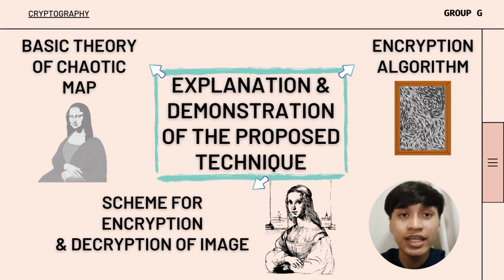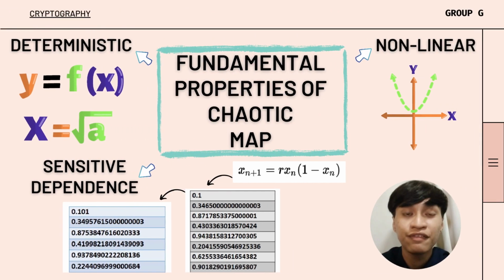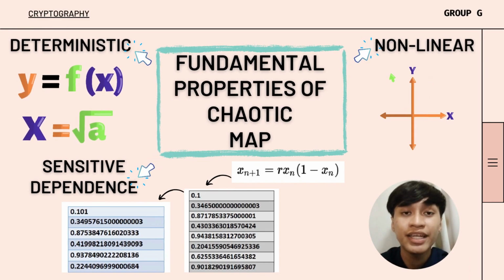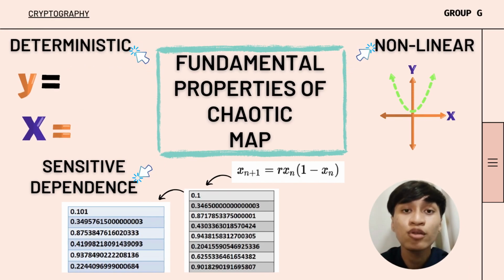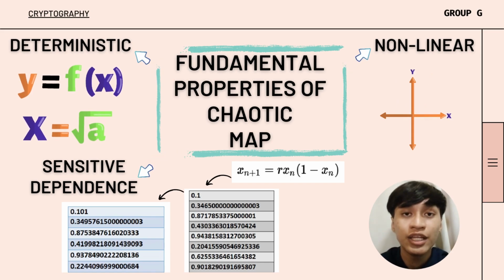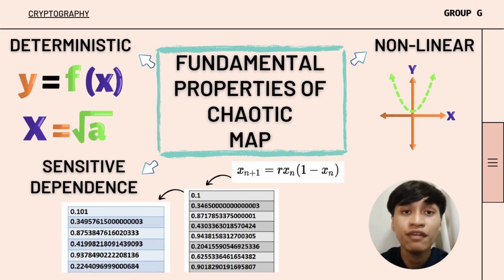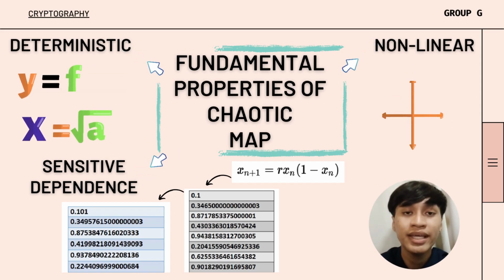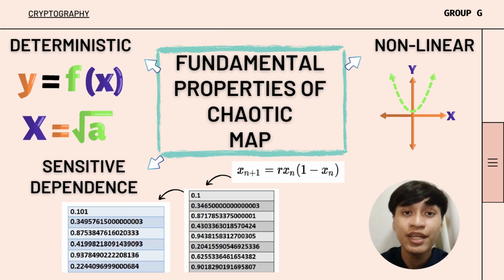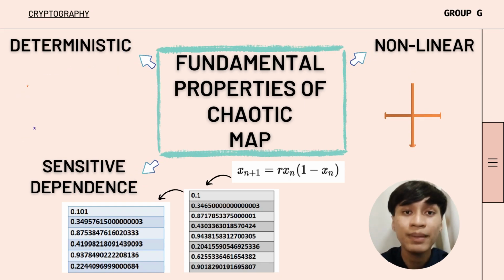To give a clear idea and a better understanding, we will cover the explanation from the basic theory of chaotic map, the scheme for encryption and decryption of image, and the encryption algorithm. Like what we've learned in cryptography, the big idea of a cryptographic system is to preserve confidentiality, and this paper focuses on the transmission of digital images. To do so, chaotic map is the backbone of this encryption scheme, where the goal, just like the name chaotic, is to encrypt the image without any pattern.